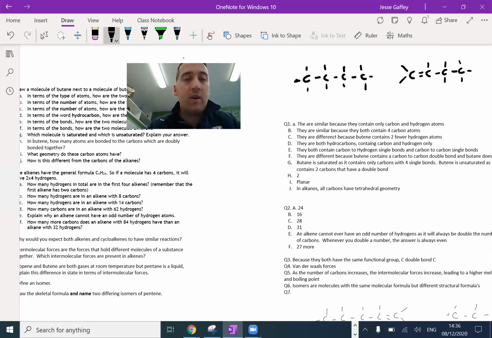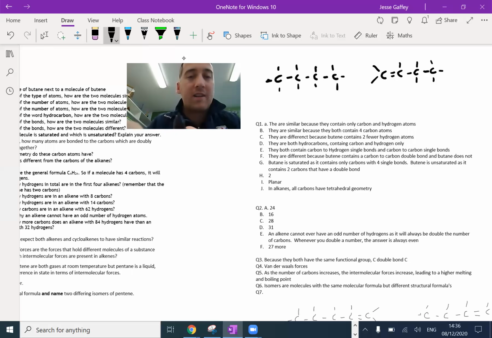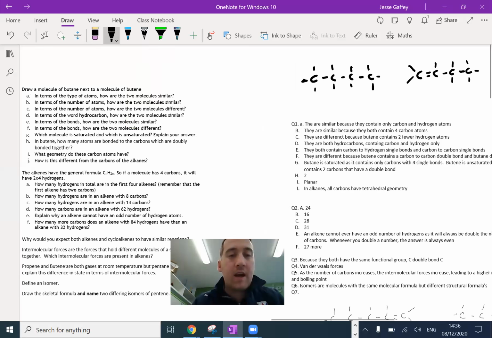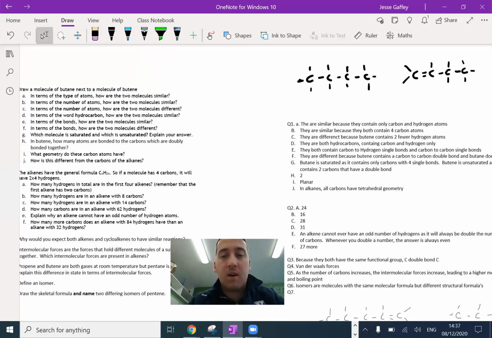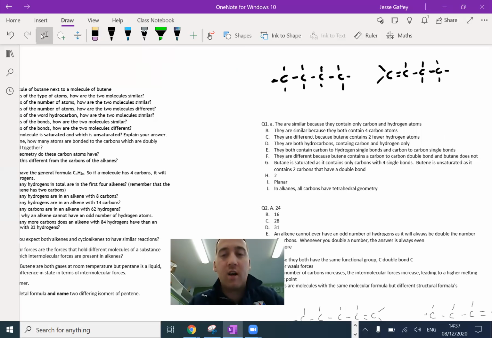Right, so it said, in terms of atoms, how are the two molecules similar? So the answer to that is they're similar because they contain hydrogen and carbon atoms only. They don't contain anything else, only hydrogen and carbon. That's what makes them similar.